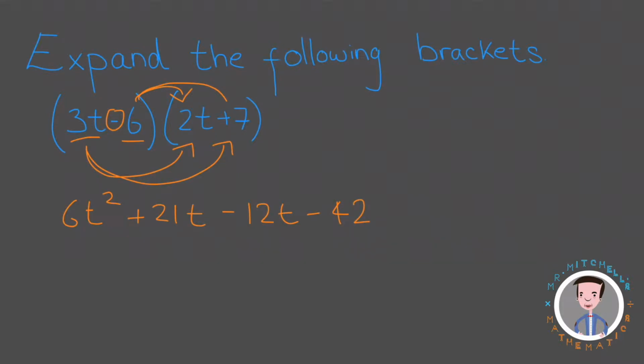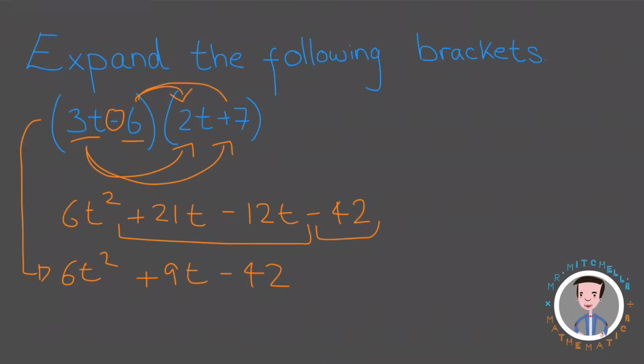Good. Now, like we did before, we now need to collect like terms. So 6t squared stays at the top. And now we need to add together these two, which is positive 9t, and next we need to add on right at the end this minus 42, and therefore this bracket has been expanded to equal 6t squared plus 9t minus 42. So I hope you got the right answer.